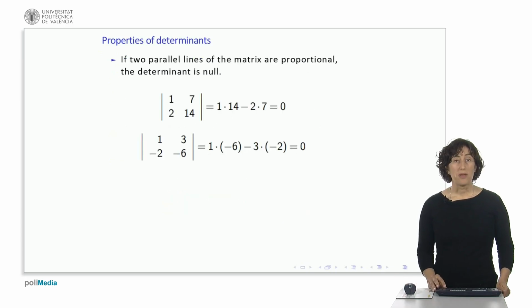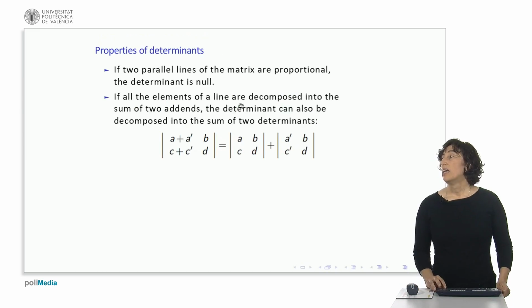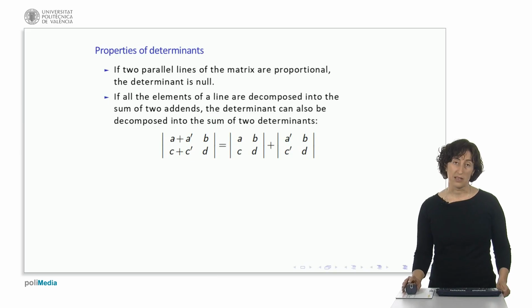If we continue with the properties, the next one tells us that if two parallel lines of the matrix are proportional, then that implies that the determinant is null. For example, 2, 14 is proportional to 1, 7. Therefore, the determinant is directly null. The next property is that if a row or column can be decomposed as a sum of two components, then we can decompose the determinant also as a sum of two determinants.